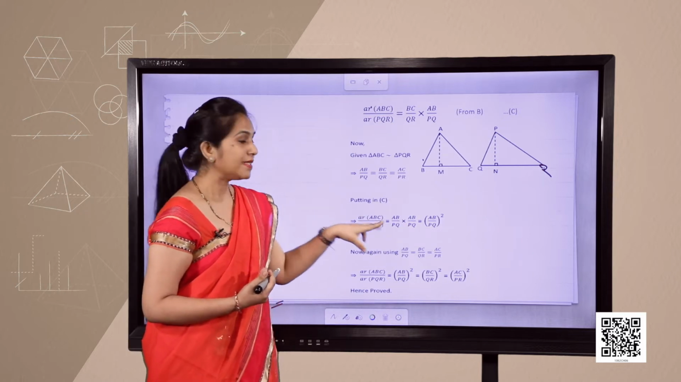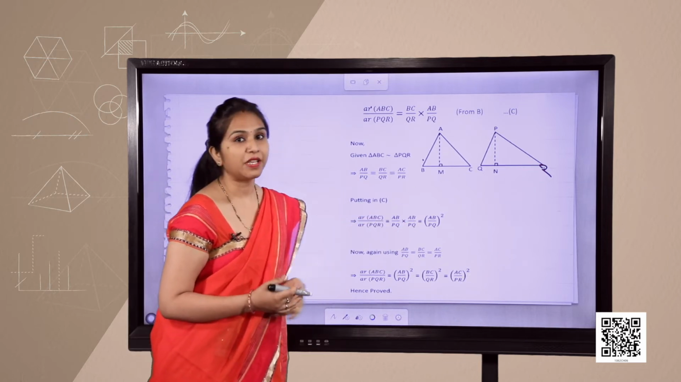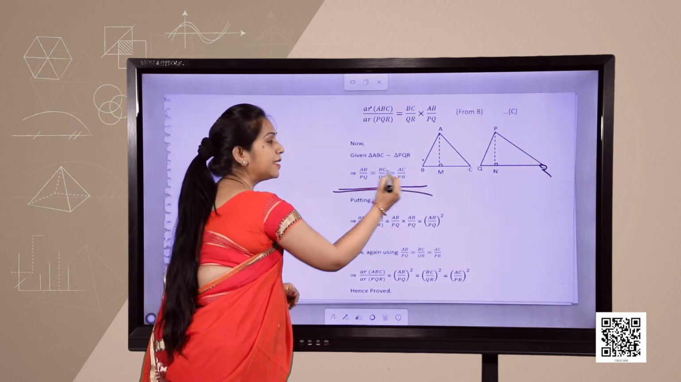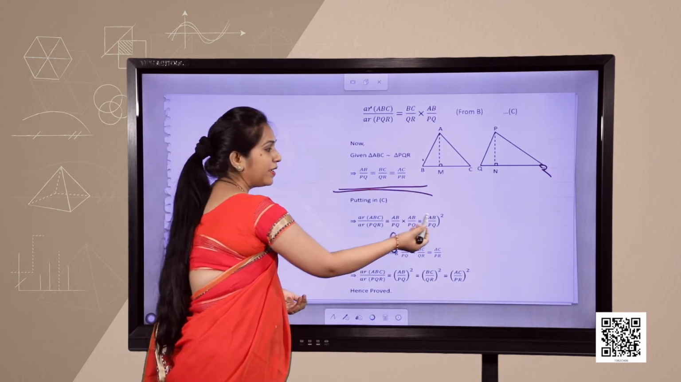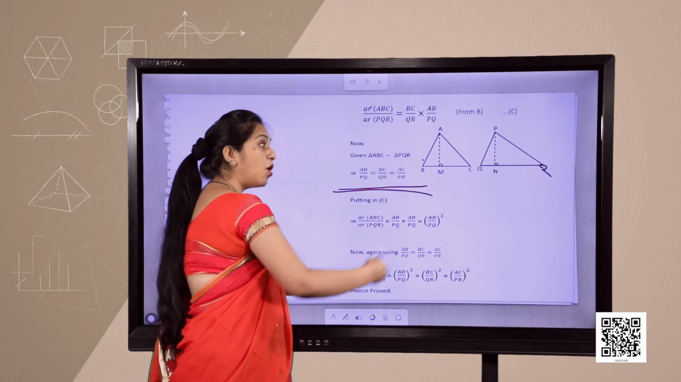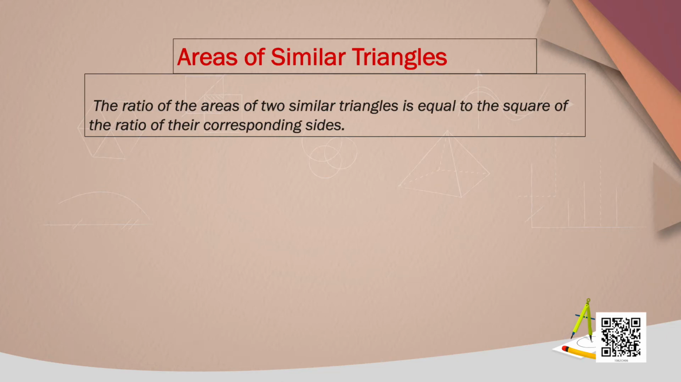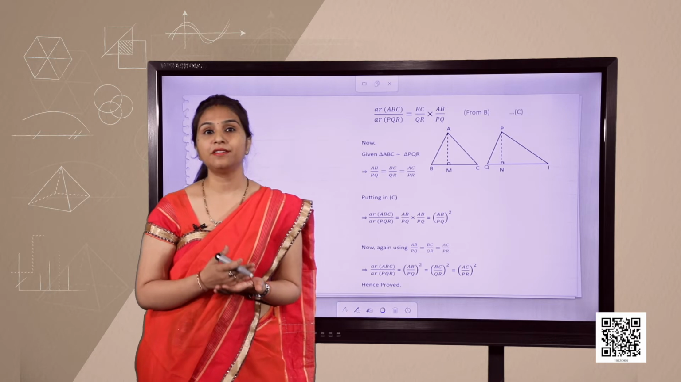So, here we are getting AB by PQ into AB by PQ, that gives you the square of AB by PQ. Children, since again I am using this step, all the three sides are in the same ratio. So, in the next step, if you want, you can write AB by PQ as BC by QR, or you can also write this is equal to AC by PR. So, children, in this way we have shown that the ratio of the areas of two similar triangles is equal to the square of the ratio of their corresponding sides. So, now let us practice a few examples which are based on the area ratio theorem.